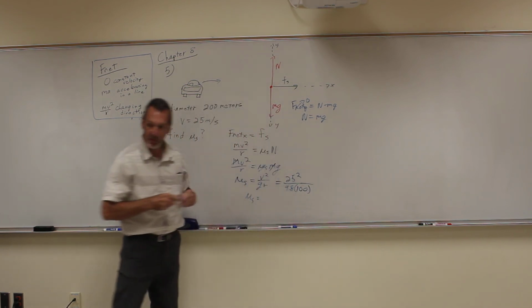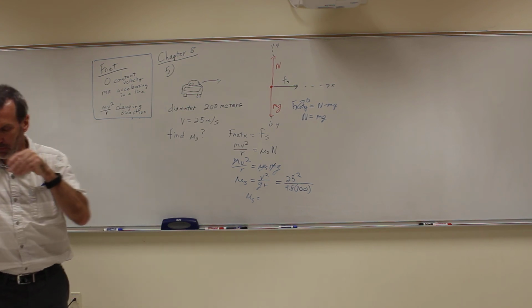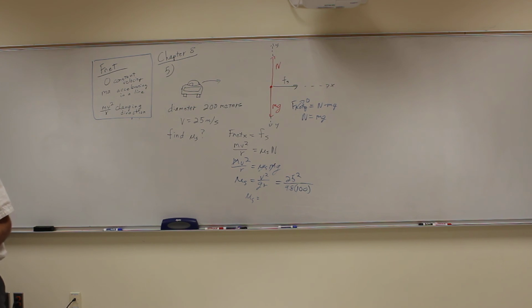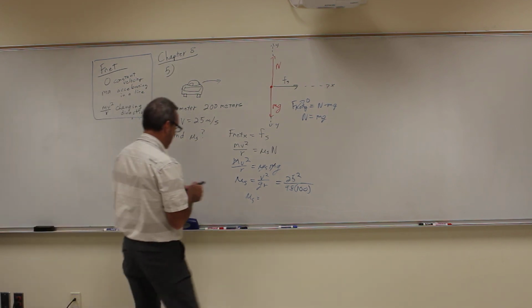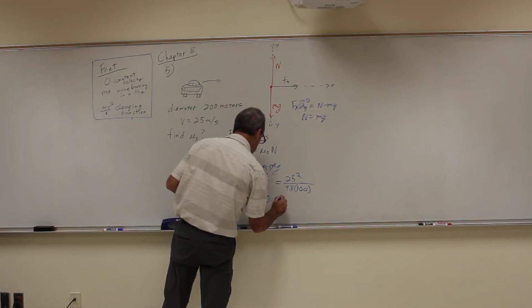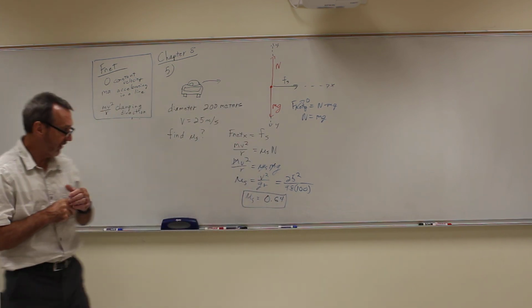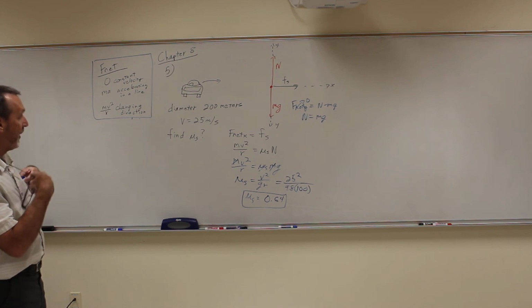And when you do that, you pull out Mr. Calculator here. (25 squared) divided by the quantity 9.8 times 100, and you get 0.6377 or 0.64 is our coefficient of friction. Remember, there's no units on the coefficient of friction. It's actually just a ratio. And that's how you do it.